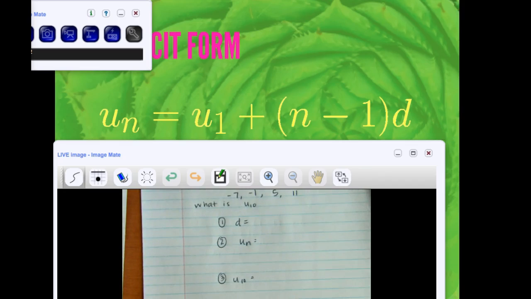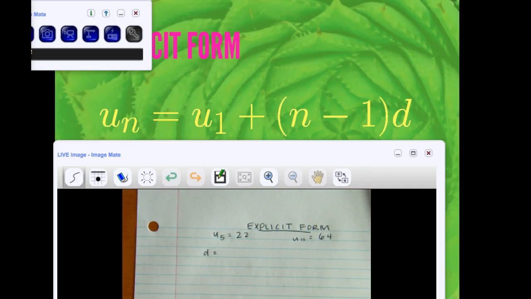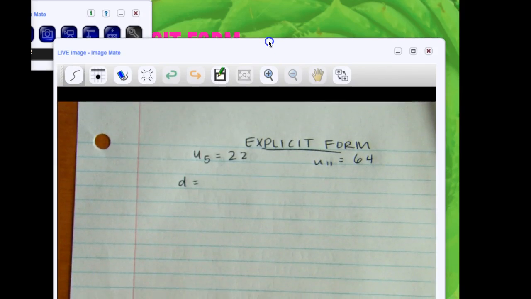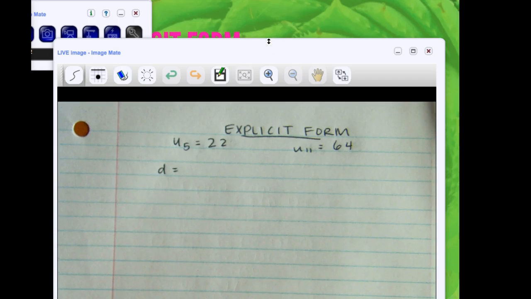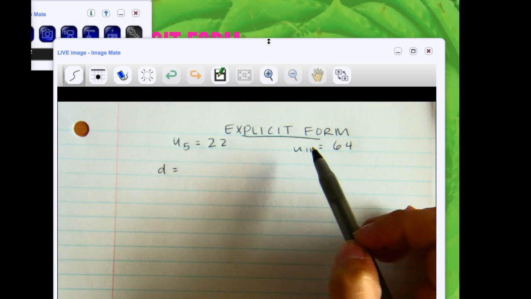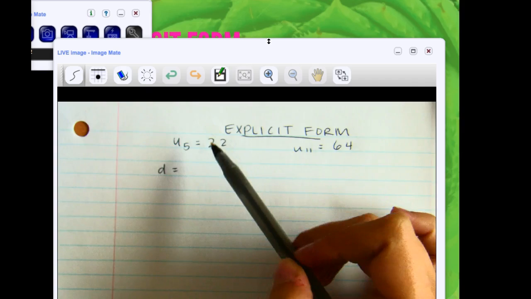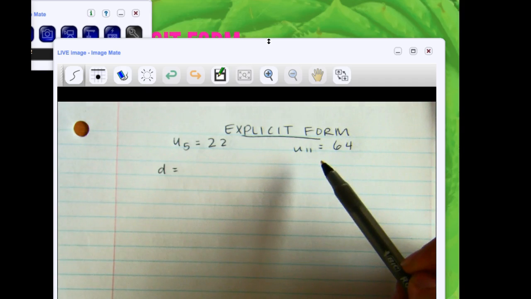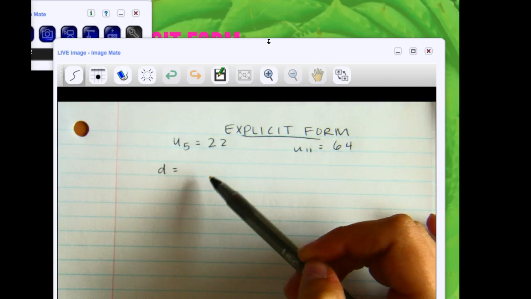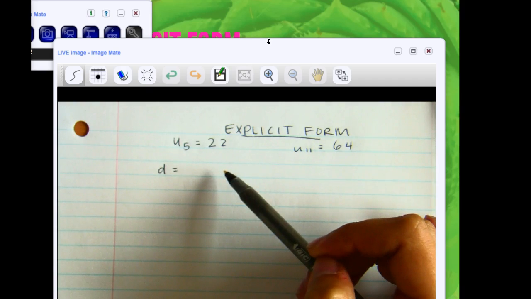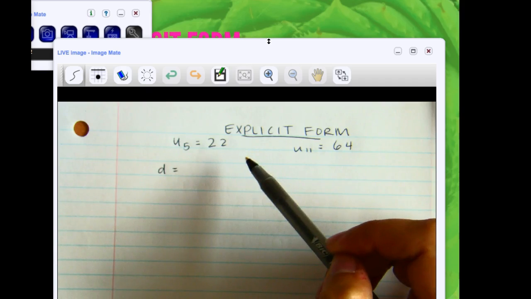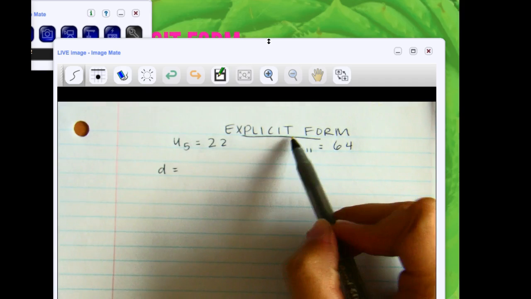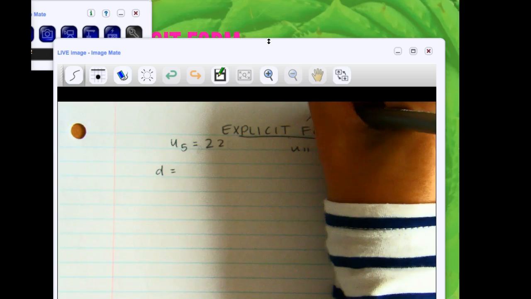Go ahead and answer these 3 questions. An example, and I'm just going to move this up so that we have some more space, where I'm not necessarily given all of the information that I need. So maybe I'm told what u sub 5 is and what u sub 11 is, but I don't necessarily know what the difference is. I don't know what my other terms are or what my u sub 1 is. And so those are all things that I need to know in order to figure out my explicit form.